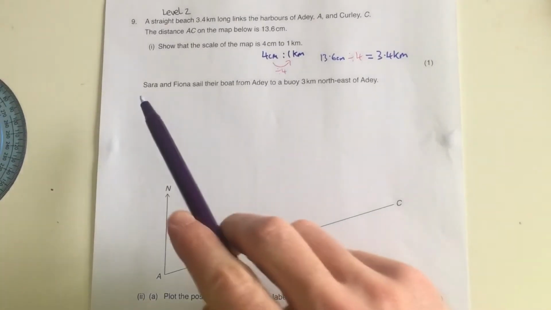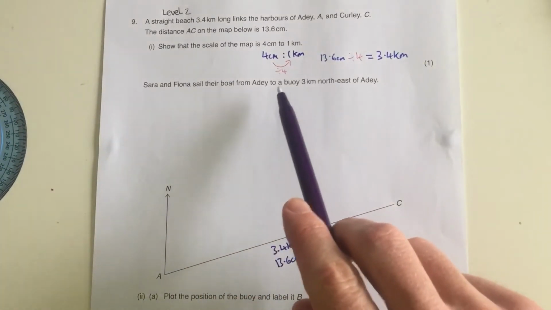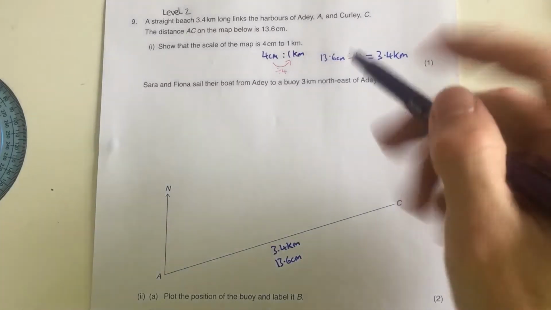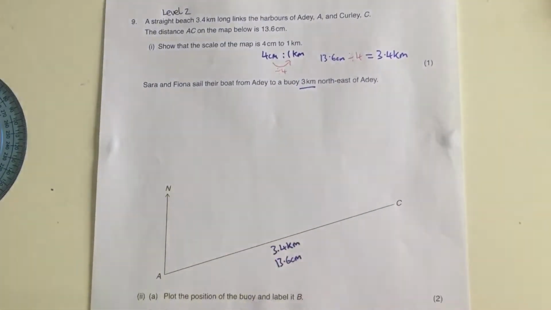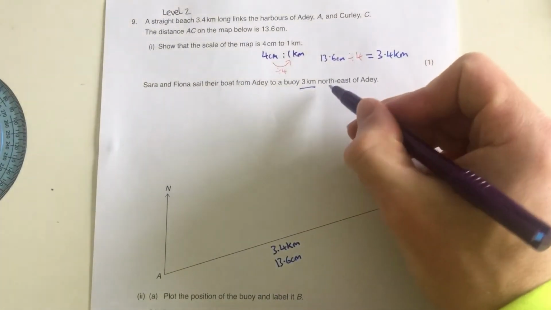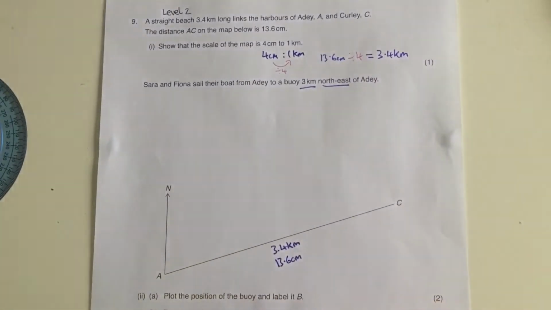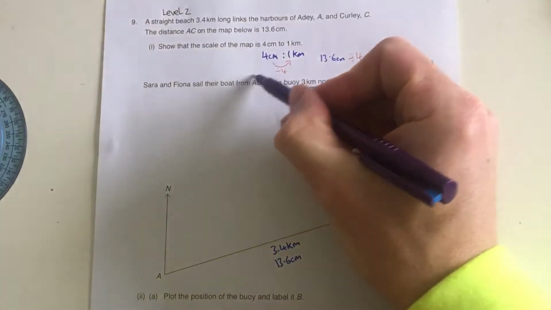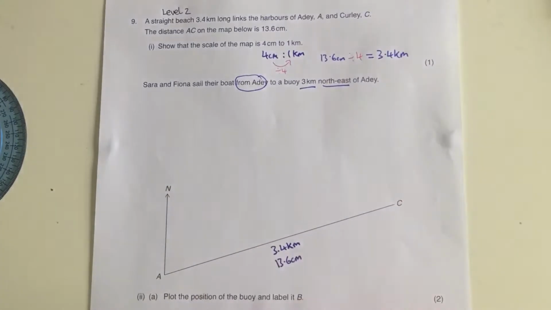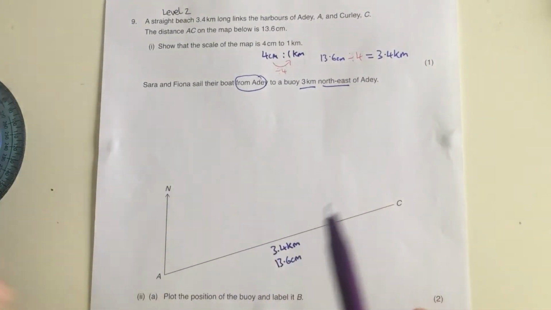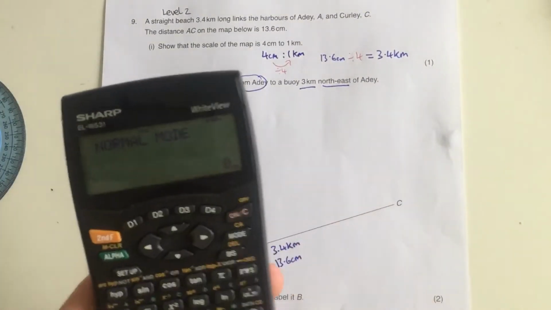Next. Sarah and Fiona sail their boat from AD to a buoy 3 kilometers northeast of AD. So we're starting from AD. It's going to be 3 kilometers. I'm already just working these out. What's that going to be in centimeters?